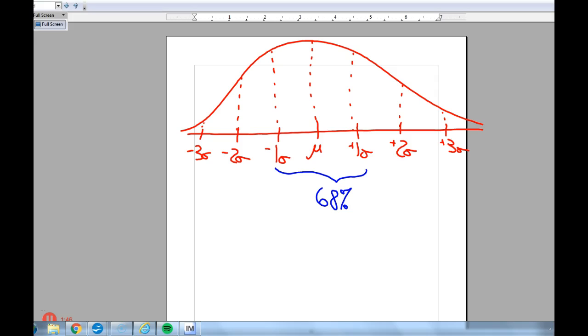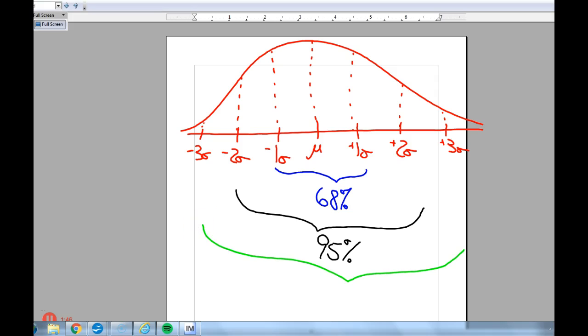Alright, so if I go 2 standard deviations each way, that is 95% of the data. And if I go 3, can you guys even read that? That's like kind of legible. Green? Yeah. That's 99.7%.